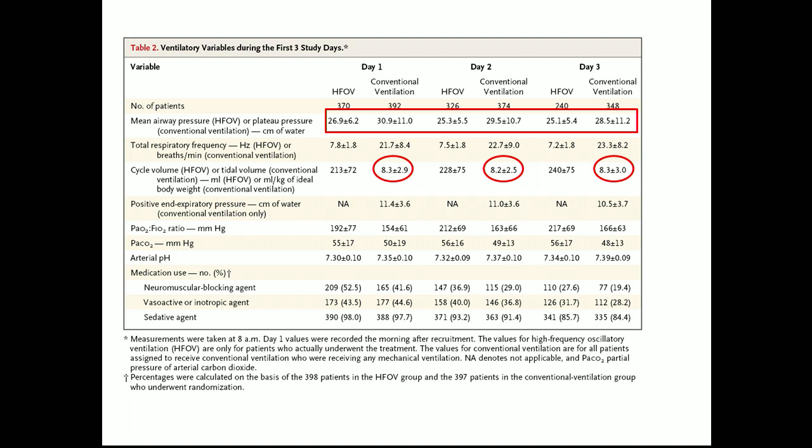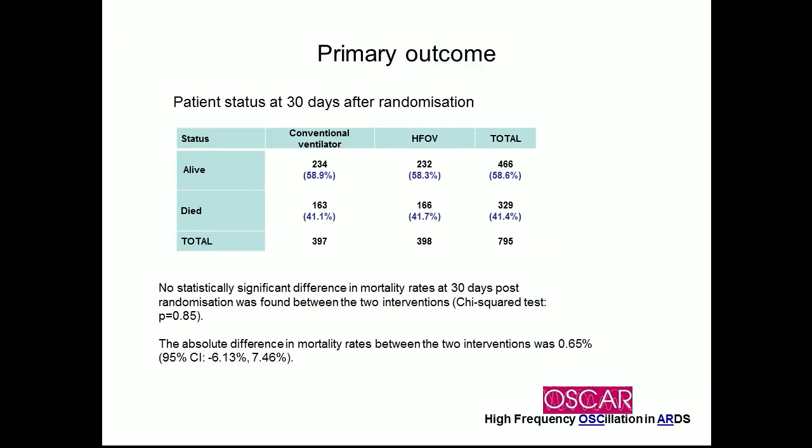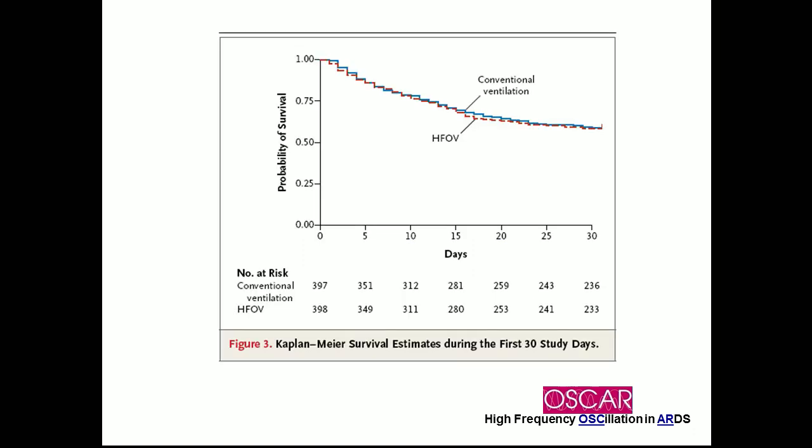Again, we were able to use high frequency. The tidal volumes in the conventional group were high. And as you all know, the same number of patients survived in both groups as died in both groups. Essentially, there was no difference. There's no benefit in a patient being on high frequency ventilation at 30 days. And this is the Kaplan-Meier graph. Again, no difference.